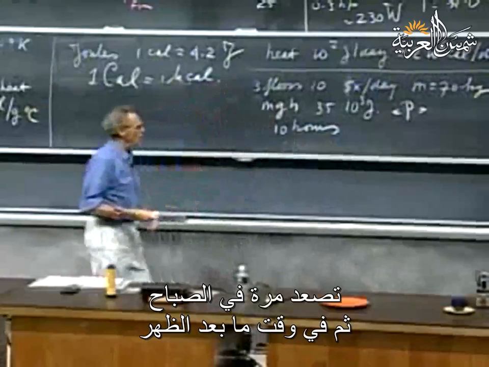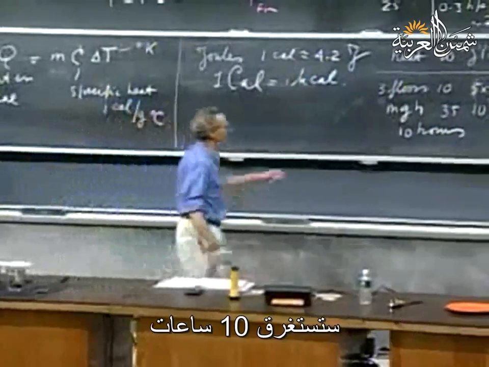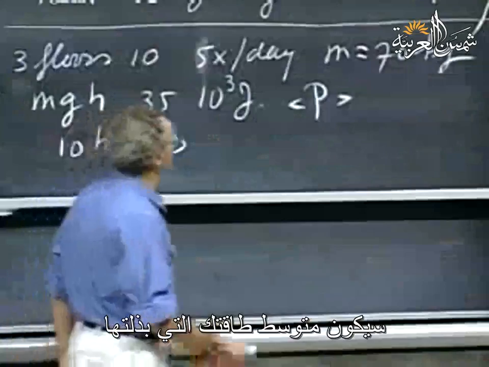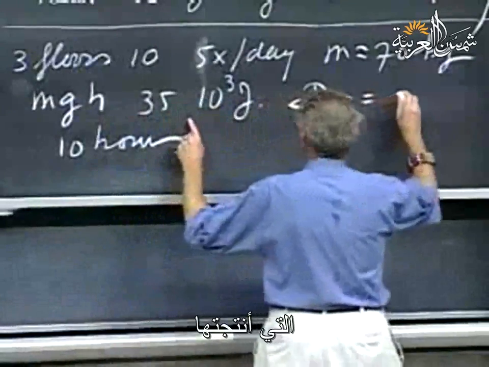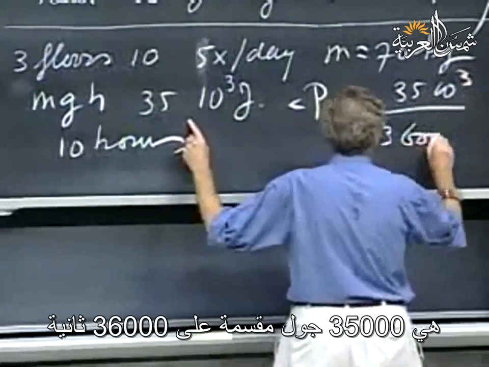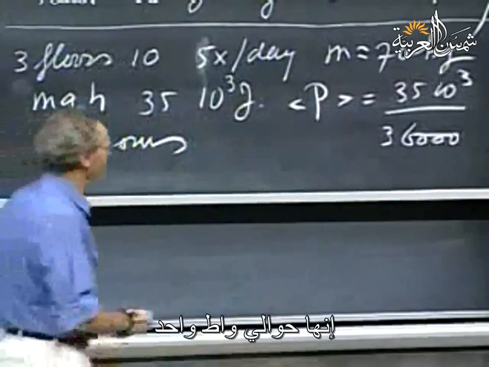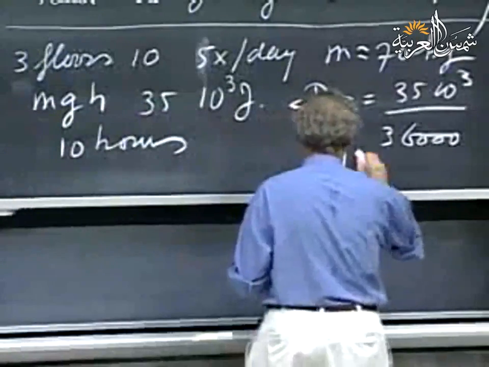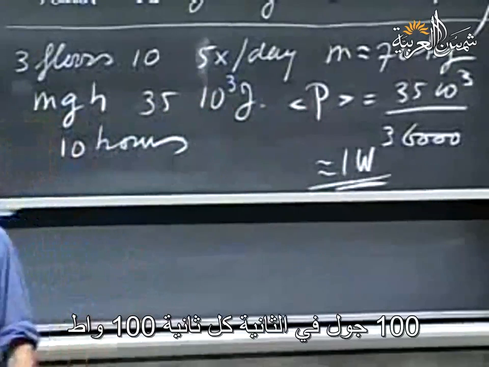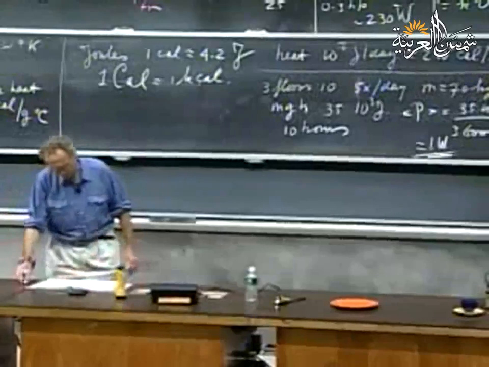You go up once in the morning, then sometime in the afternoon, and you go up in the evening, and maybe twice in the evening. It takes you 10 hours to go 5 times up these 3 floors. Then the average power that you have generated is 35,000 joules divided by 36,000 seconds. That is embarrassingly little. That's about 1 watt. Compare that with your body, which generates 100 joules per second every second, 100 watts. So it is completely negligible.